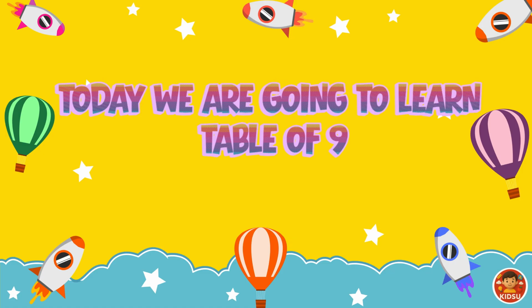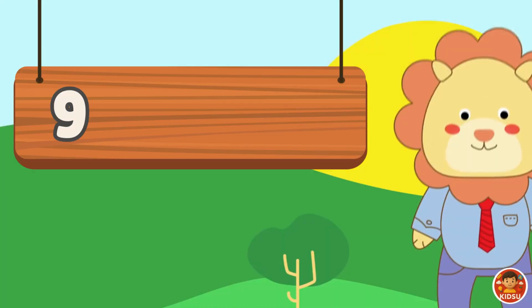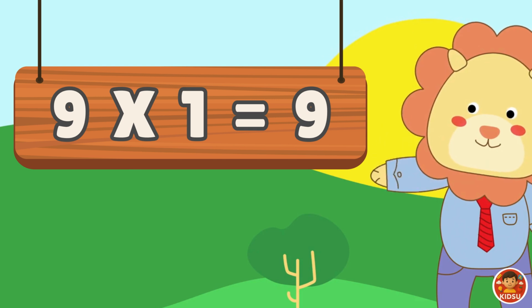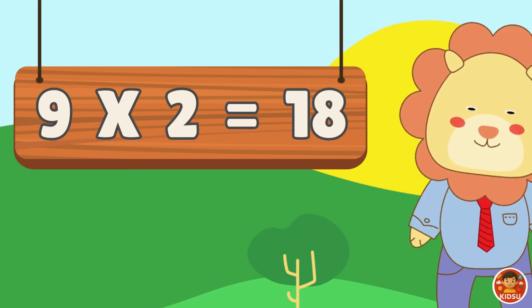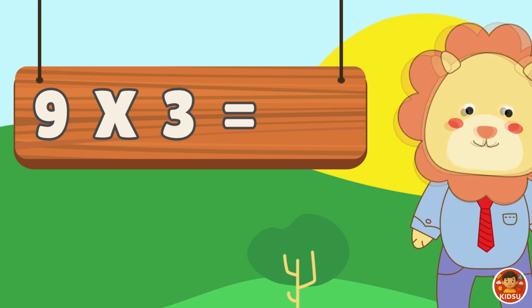Today we are going to learn table of 9. 9 ones are 9. 9 twos are 18. 9 threes are 27.